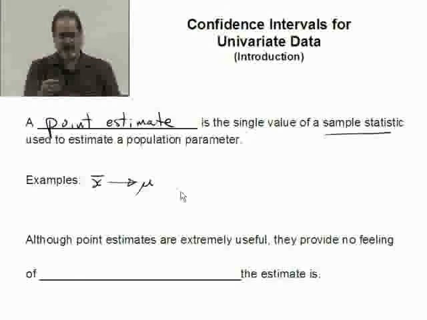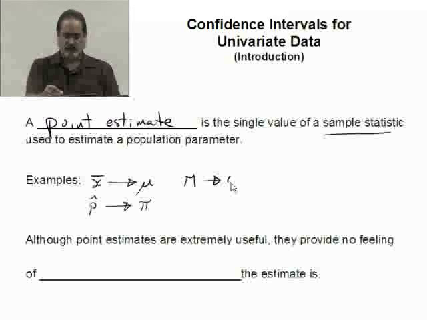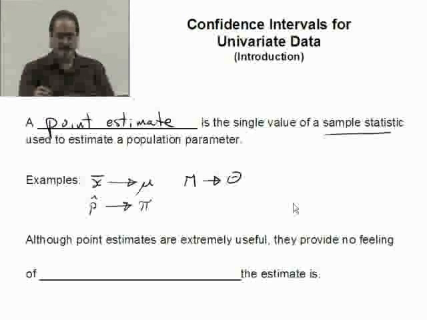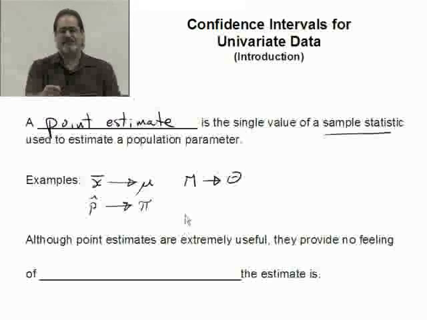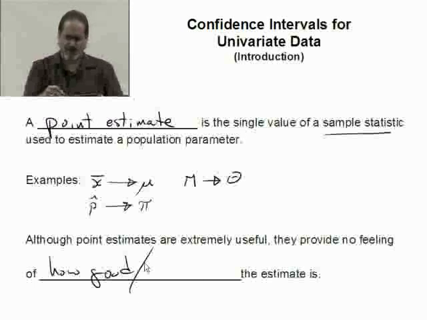Your next favorite point estimate would probably be something like P hat, the sample proportion. That's used to estimate pi. Another one may be M, the sample median, which is, of course, used to estimate theta, the population median. All the sample statistics are point estimates, and they're used to estimate population parameters. That's really the primary purpose for their existence. Now, point estimates are, in fact, extremely useful. However, they really don't provide any feeling of how good, or maybe how accurate, the estimate is.